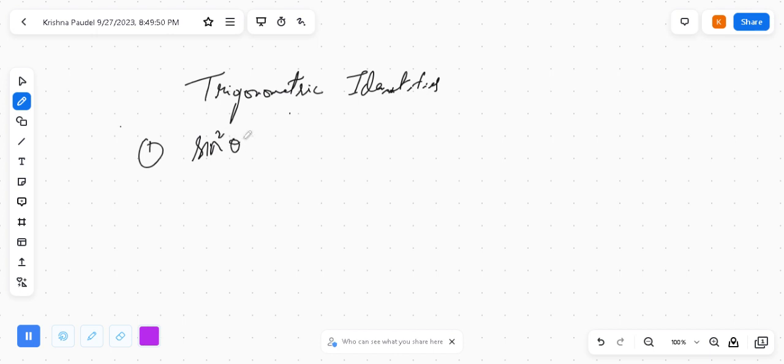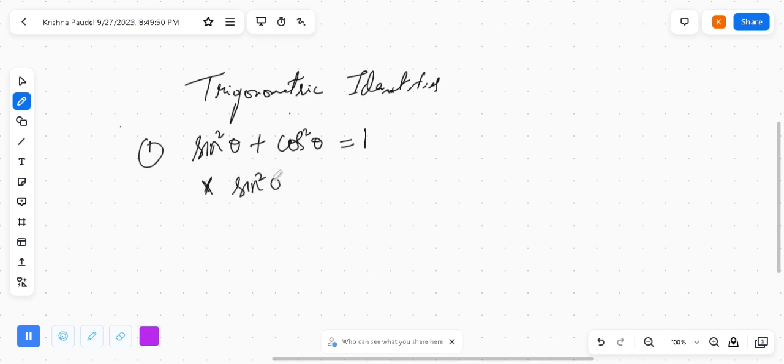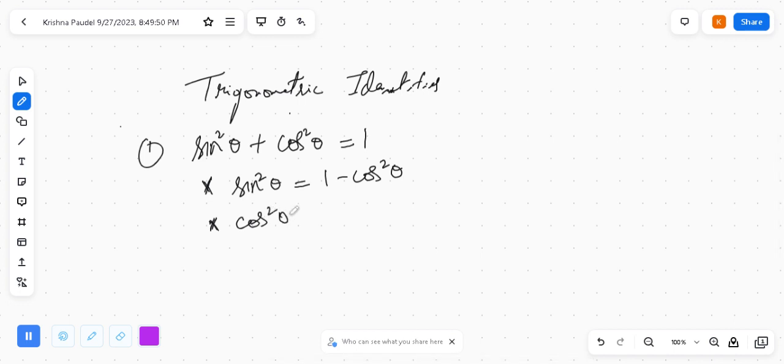sine square theta plus cos square theta. It should be 1. So from here we get one more point, and that is sine square theta equals 1 minus cos square theta, and one more, which is cos square theta equals 1 minus sine square theta. So whenever we have square, we will not think about the relation of the ratios which I had given just now, a while ago.